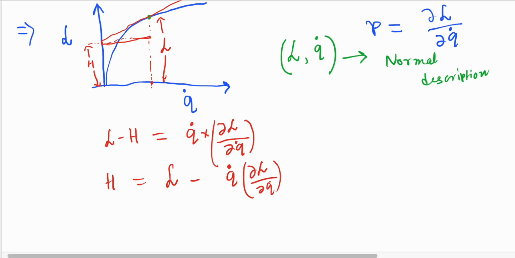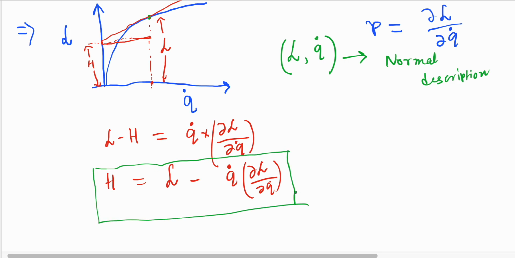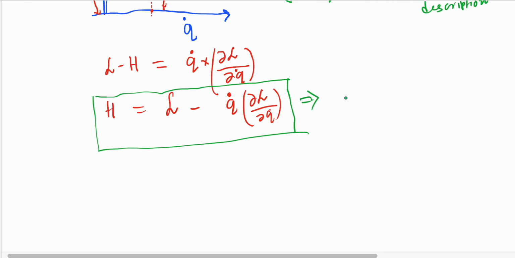Okay, del L del q dot. Now you can see that, from classical mechanics, you actually know this quantity up to a negative sign. Minus H is called the Hamiltonian of the system.